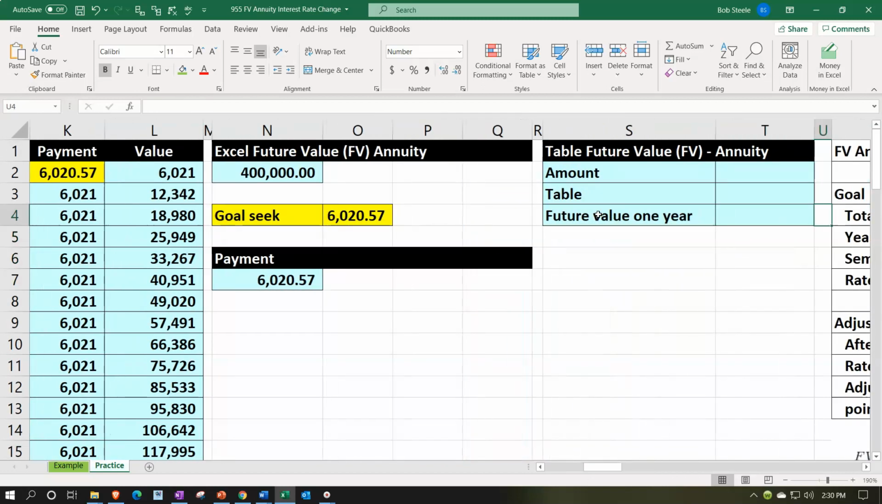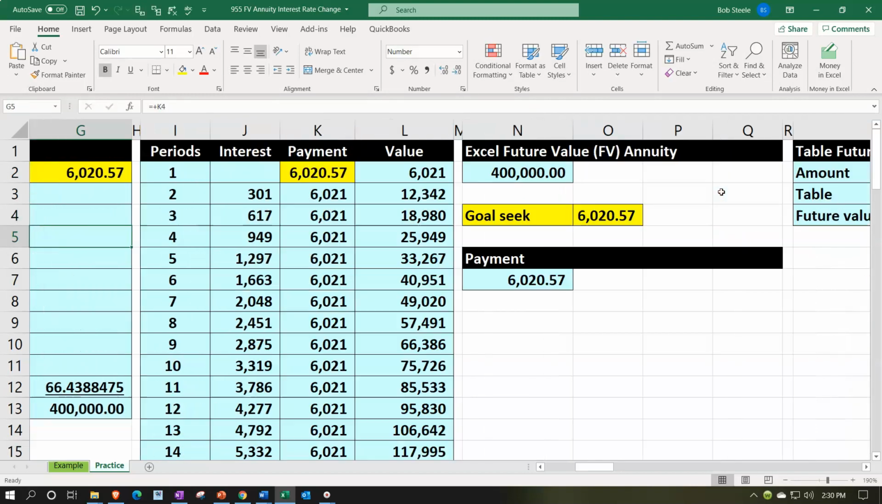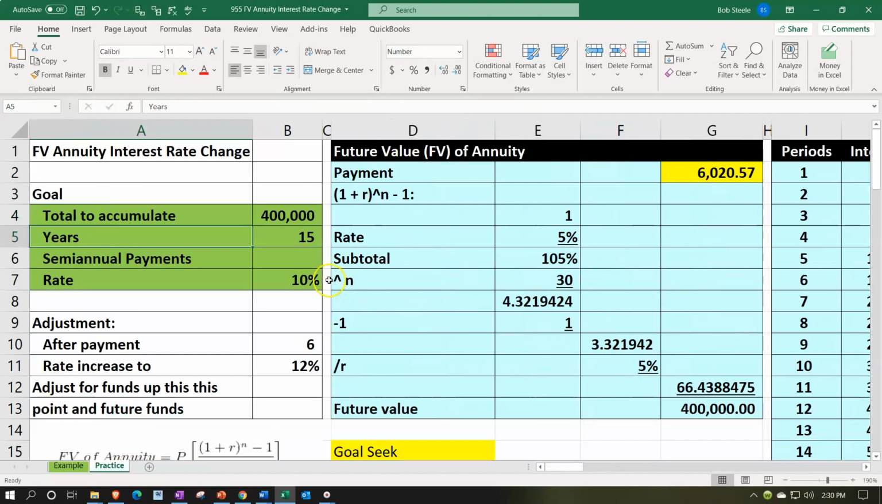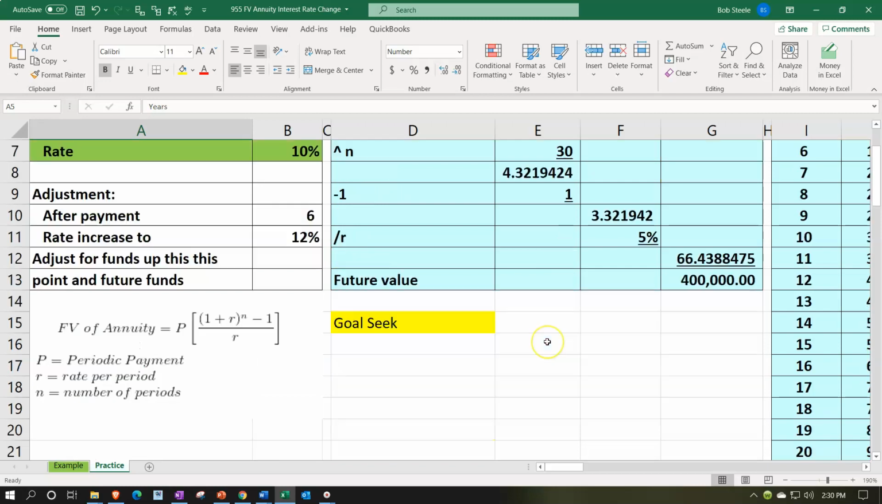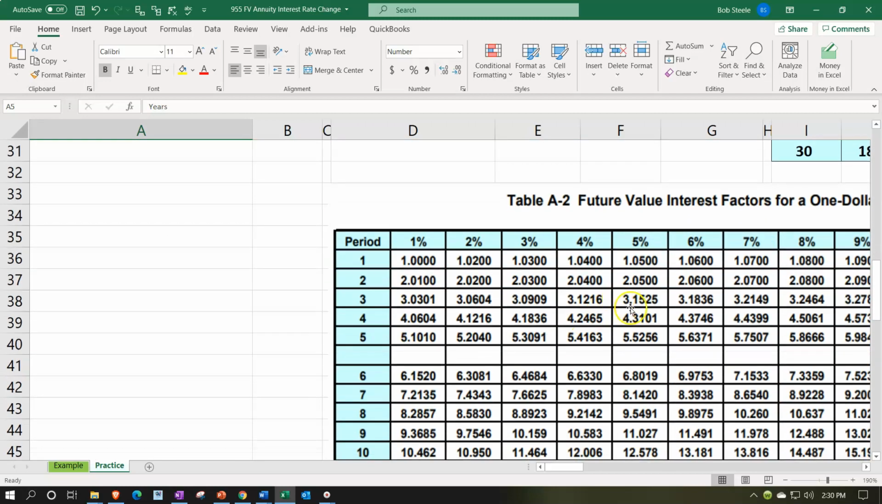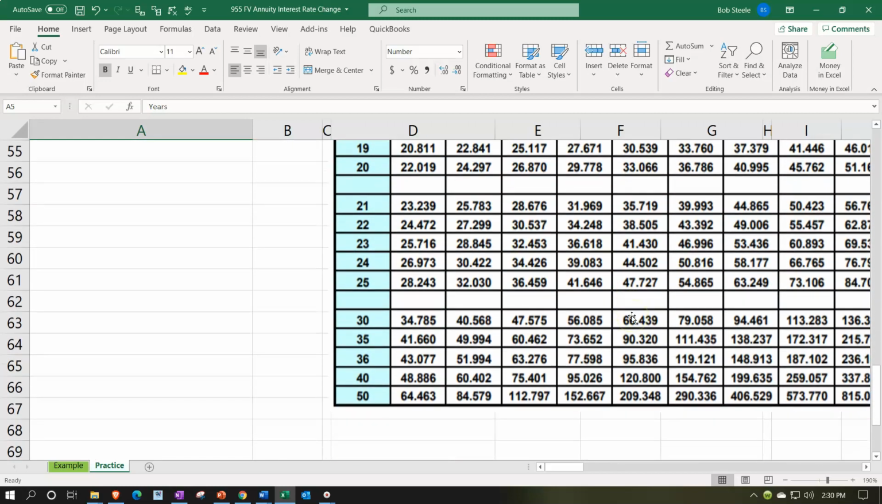So then let's do it one more time with the tables. Tables, we can pick up, then the amount is what we do not know. I'll make that yellow. That's what we don't know this time. The table, we can pick up the amount from the table, and we do know the future value, which is the 400,000. So then on the table, we could say this is going to be not 10%, but 5%, not 15 periods, but 30 periods. So 5 and 30. So we're looking 5 and 30.